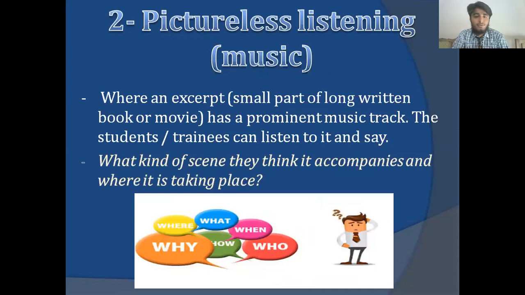The pictureless listening with music, wherein there is a prominent music track, the students can listen to it and say what kind of scene they think is accompanied and where it is taking place. For example, there is any kind of clip, any kind of song or noha playing. The trainees, the listeners will listen very carefully. They will guess whether it's noha or music, and if it is any kind of song, where it is taking place and what is happening in that scene.